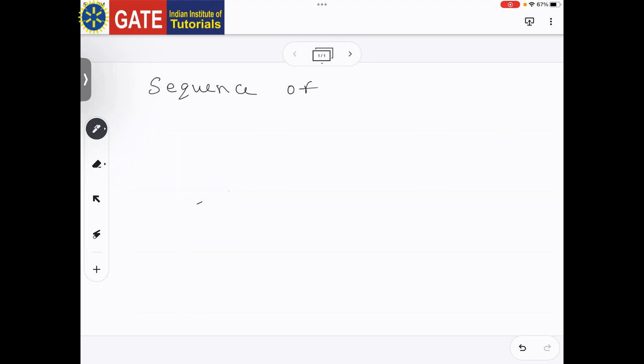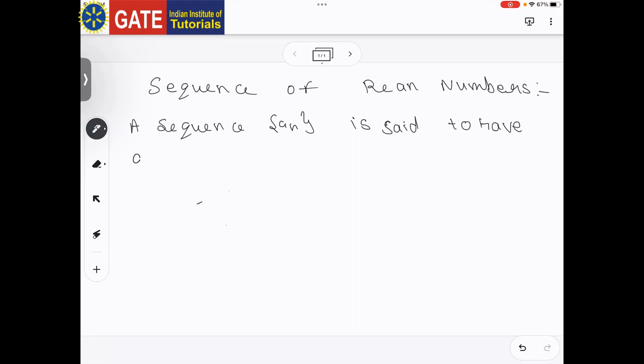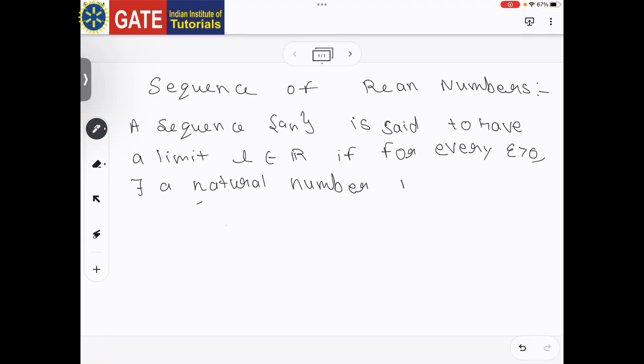Sequence of real numbers. So a sequence a_n is said to have a limit L belonging to R if for every epsilon greater than 0, there exists a natural number N depending upon epsilon such that |a_n minus L| is less than epsilon for all n greater than or equal to capital N.